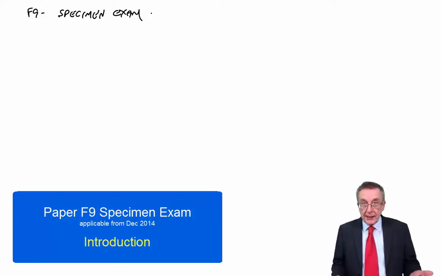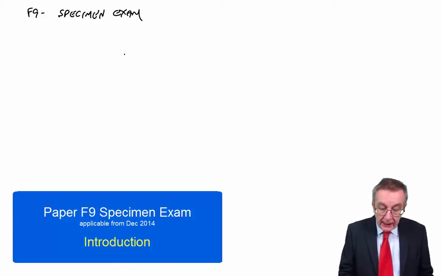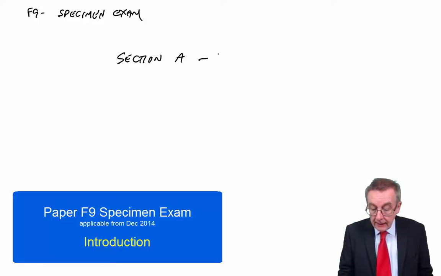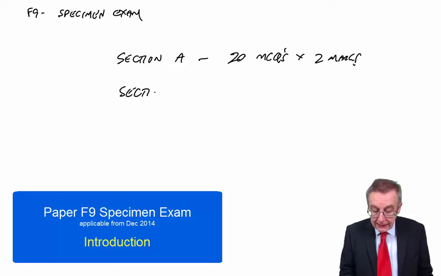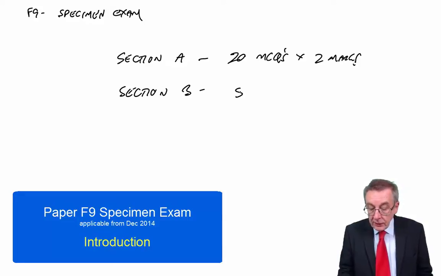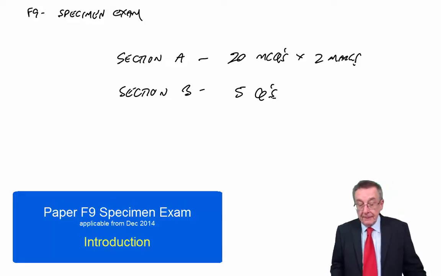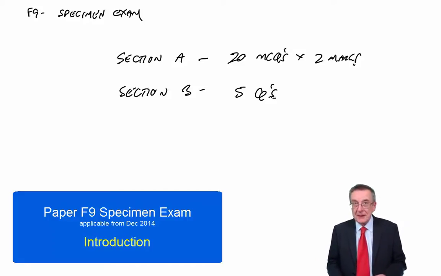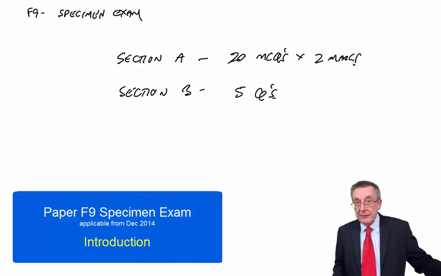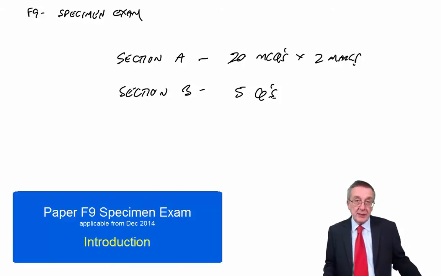Remember, you have two sections to the exam. Section A is 20 multiple choice questions, and each of them carries 2 marks. Section B, you have 5 questions, totaling, you can work it out yourself, 60 marks. 2 of them will be for 15 marks, 3 of them are for 10 marks.